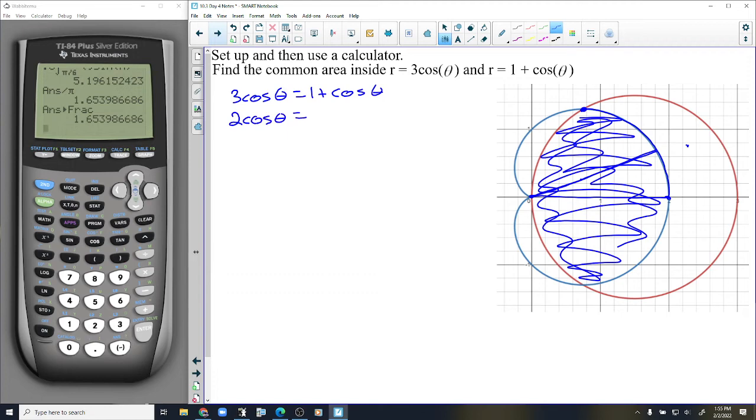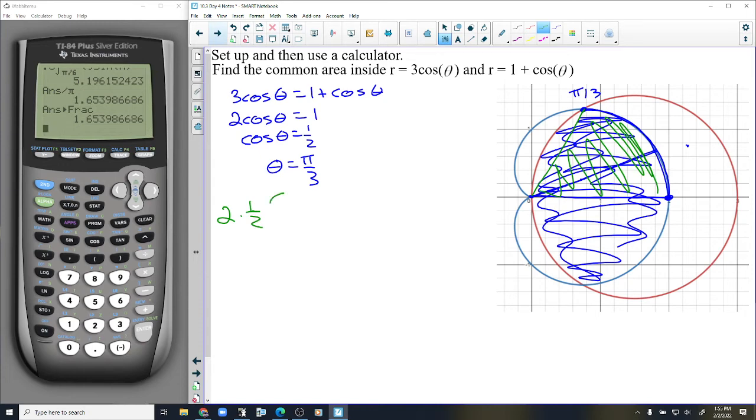2 cosine theta equals 1. Cosine is 1/2. That's pi over 3. So we always make these nice. We're not going to go with crazy angles. That's not necessary. So if I start out at 0, use symmetry here, and find the area of this shape to pi over 3, that gets it all the way to here, right there. So I'll have that piece of pizza right there. I'm using symmetry, so I'm going to double this.